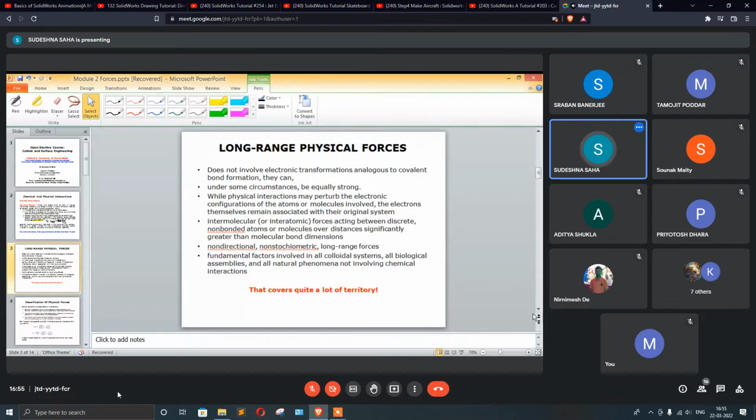Physical interactions may perturb the chemical electronic configuration of the atoms or molecules involved, but the electrons themselves remain associated with their original system. So this is an important difference between chemical interaction and physical interaction.